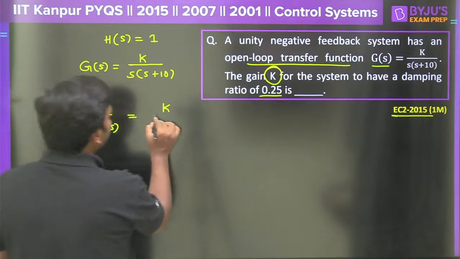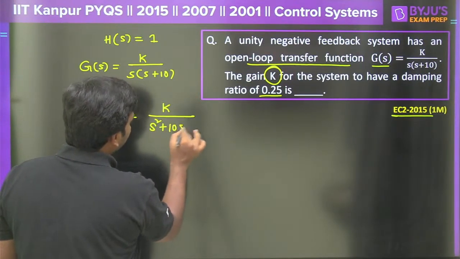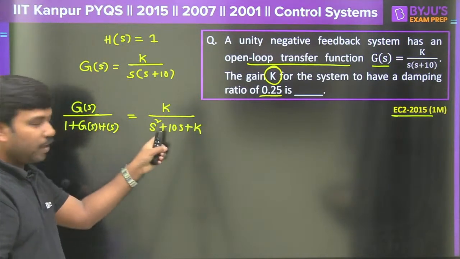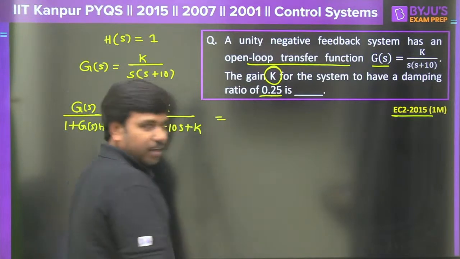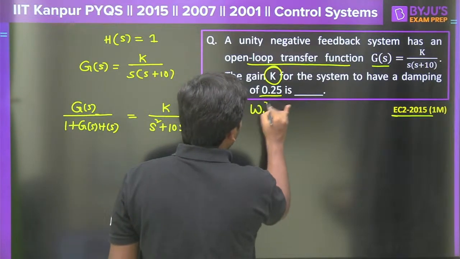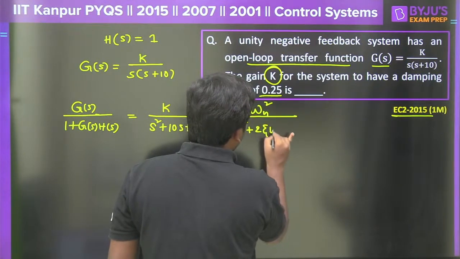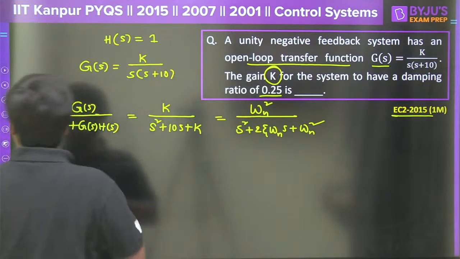Fine, I appreciate. So let me make it clear. It is going to become s square plus 10s plus k. Very simple, just use G of s and H of s here, then you are going to get a function like this. And if you compare this with the standard second order transfer function, what would that be? Omega n square divided by s square plus 2 zeta omega n into s plus omega n square, isn't it?